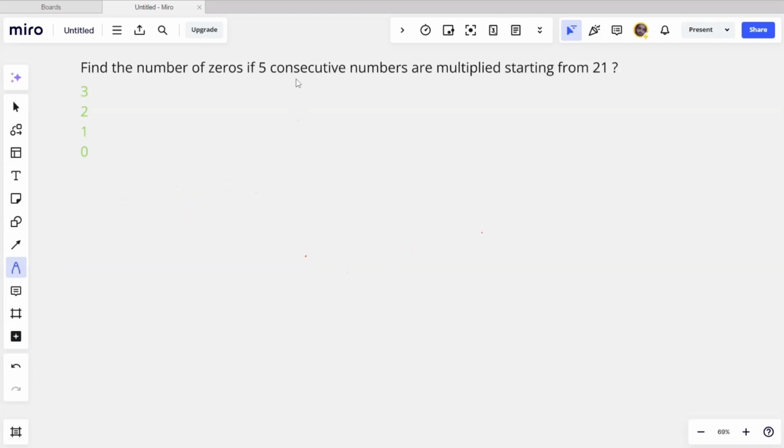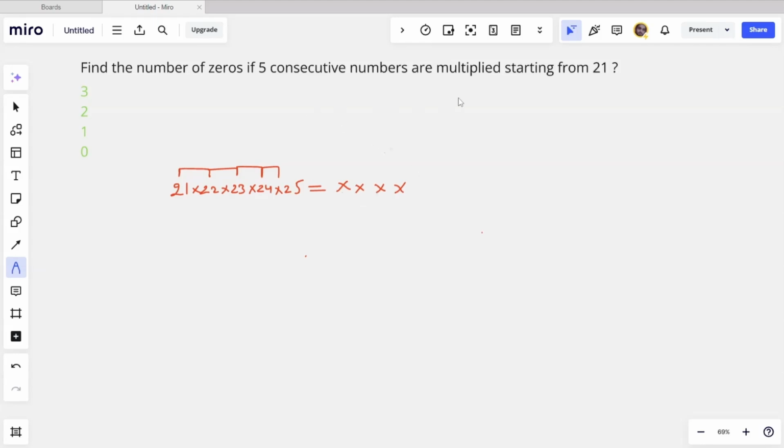So as we know what a consecutive number is, it is saying to find the number of zeros if 5 consecutive numbers are multiplied starting from 21. It is saying that if we start from 21, we have to multiply 5 numbers. So 1 2 3 4 5. Okay, so 21 into 22 into 23 into 24 into 25. If we multiply these numbers, what will be the product?